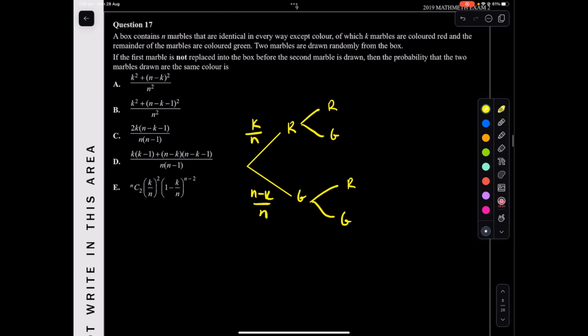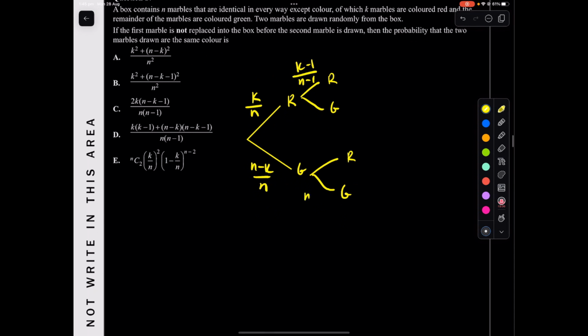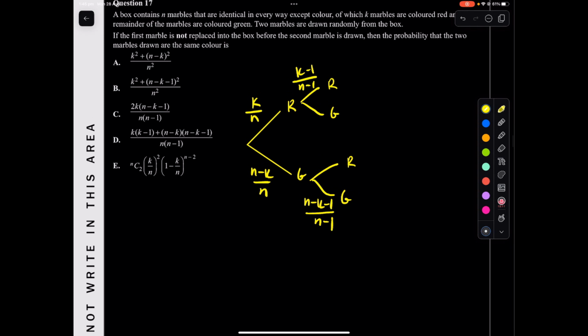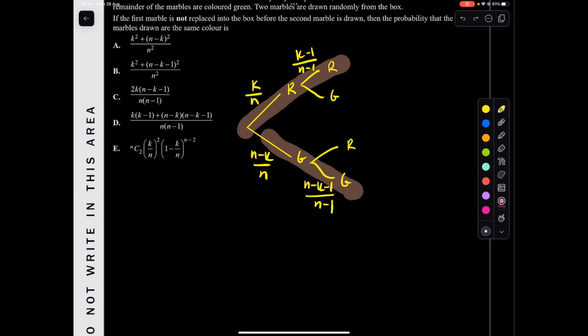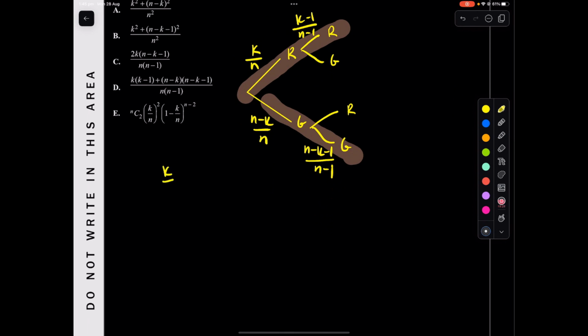And because it's not replaced, it'll be k minus 1 over n minus 1 for this one, and this will be n minus k minus 1 over n minus 1. Perfect. And what we want to find is the probability that the marbles drawn are the same color. So what we want is RR and GG, these two. And if we add them, it's just multiplying along the branches. So k over n multiplied by k minus 1 over n minus 1, plus n minus k over n multiplied by n minus k minus 1 over n minus 1.